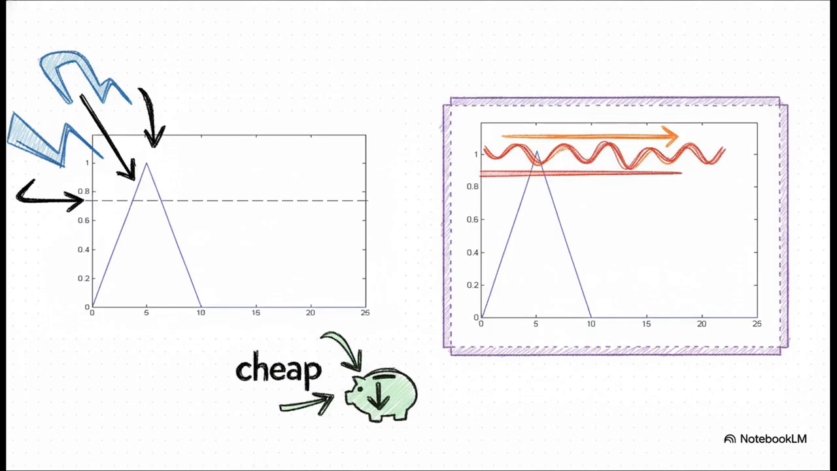tip output. Now this next bit is called implication, and all it means is we take the shape we defined for a cheap tip, that triangle on the left, and we just slice the top off right at that 80% mark. That's what you're seeing on the right.